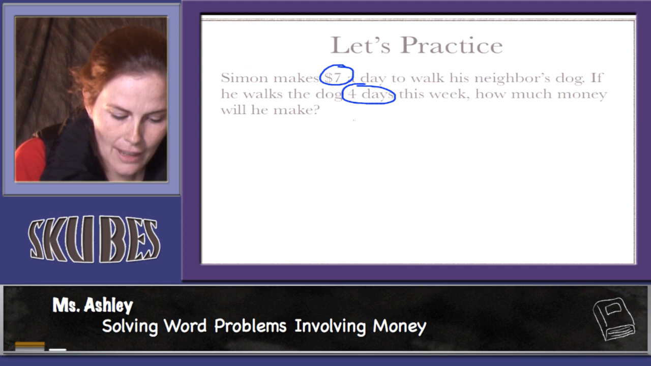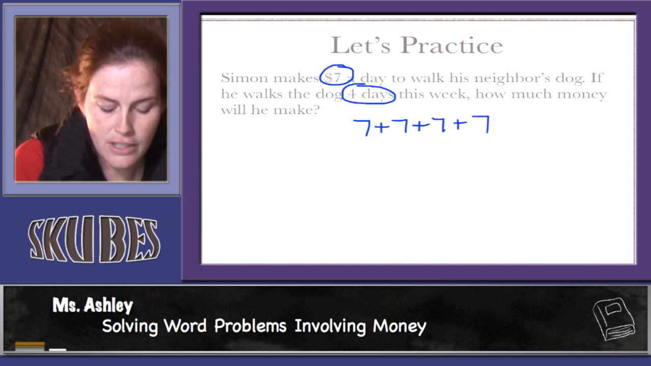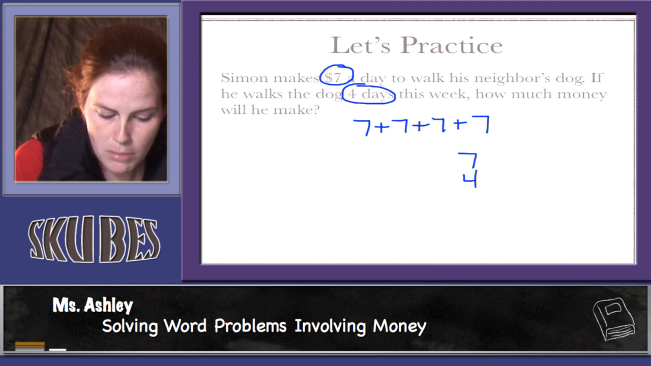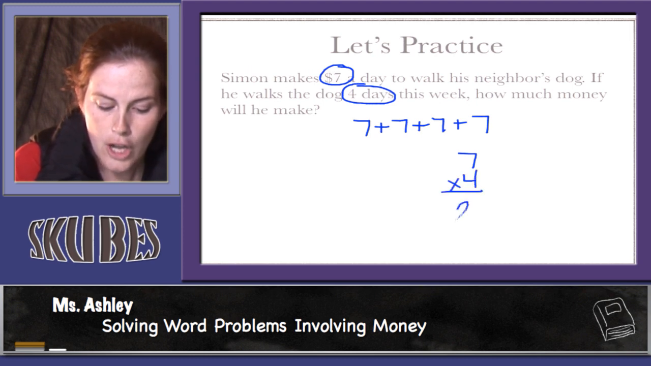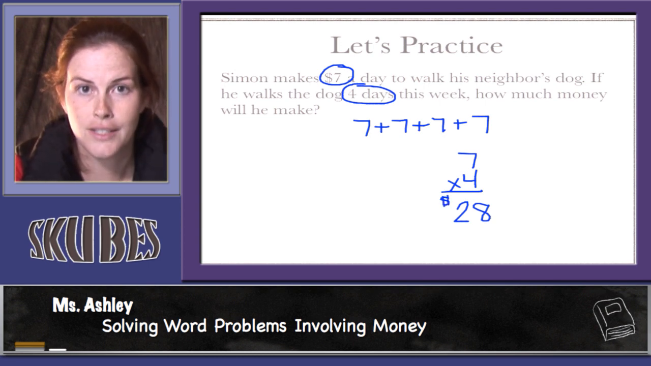So we know we can either do repeated addition. We can do the $7 plus $7 plus $7 plus $7 for all of the 4 days. Or we can simply do our basic multiplication fact, 7 times 4, which equals 28. But just remember, we're working with money. So he will earn $28 this week.